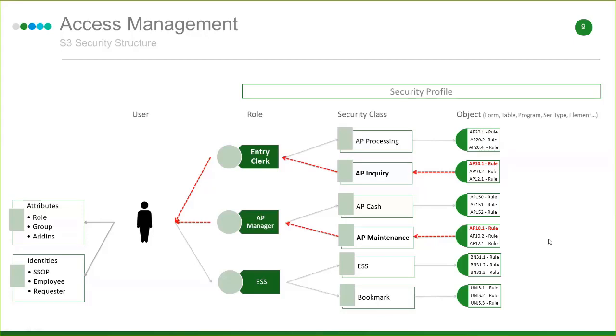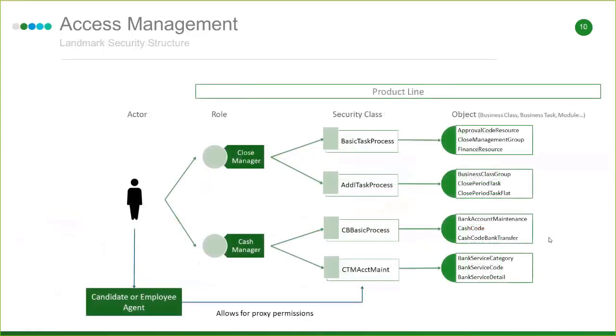Now, similarly, in Landmark, this is somewhat how Landmark is laid out. Now, there's a couple pieces here missing, but the core of what we're trying to do is give you, again, at the actor level, what are their roles, what are the security classes, and what are the objects or business classes. So comparable in Landmark would be a business class is comparable to a form. So when you see employee, HR 11.1 is similar to the employee now.